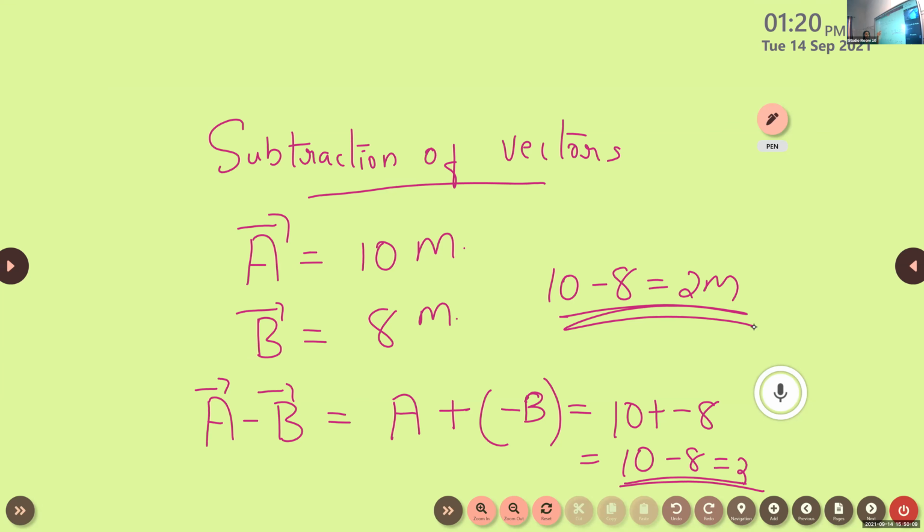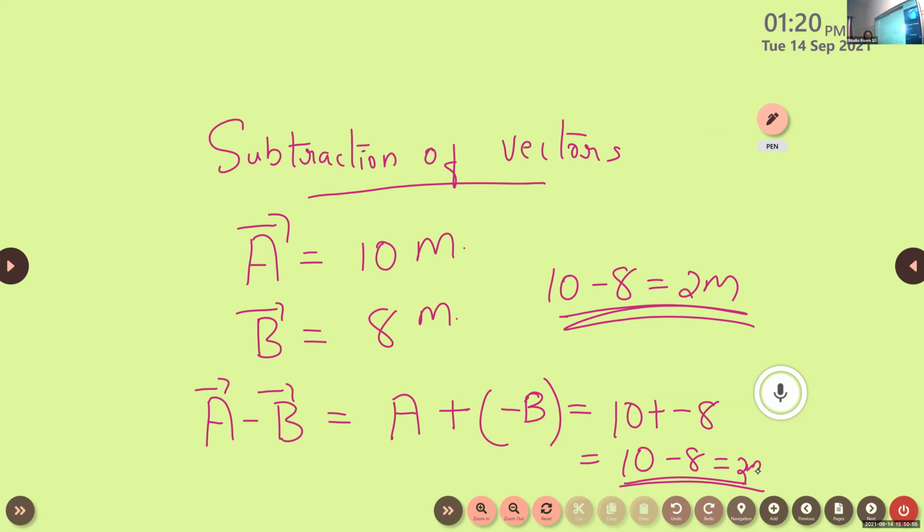So vector A with magnitude 10 meter, vector B with magnitude 8 meter. The difference is vector A minus vector B, that is the magnitude of the first, larger vector A, plus the negative magnitude of the second vector, minus B. That is 10 plus minus 8, equal to 10 minus 8 equal to 2 meter. Or directly you can subtract these two vectors, 10 minus 8 is equal to 2 meter. Both are possible. Always keep in mind, you must subtract the vector with a small magnitude from that of the vector with a large magnitude. So that's all about the subtraction of vectors.